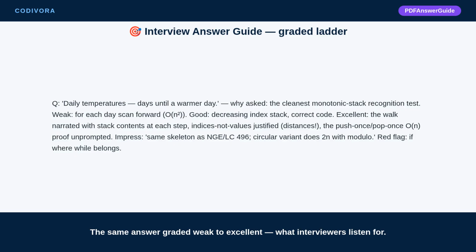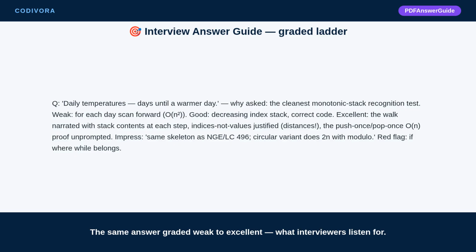Question: Largest Rectangle in a Histogram. Weak: all pairs of walls, O(n²). Good: increasing stack with the pop area rule stated. Excellent: per-pop geometry derived. Height equals popped. Right wall equals i. Left wall equals new top. Width equals i minus new top minus 1. Sentinel flush included. A 6-bar dry run finding 10.